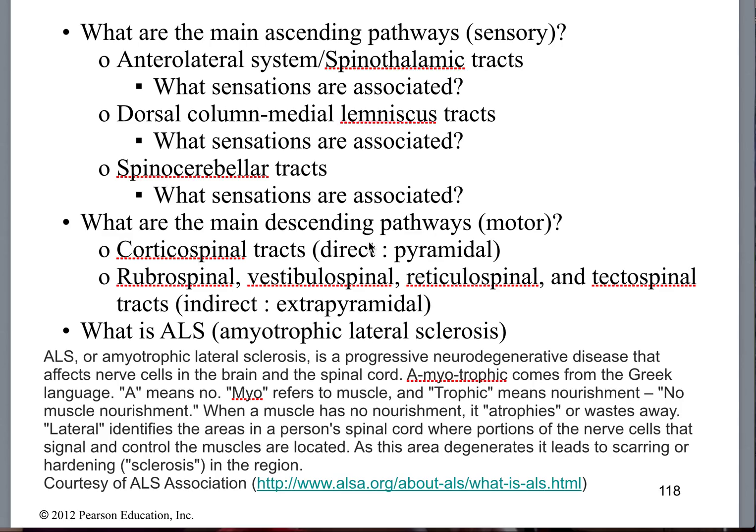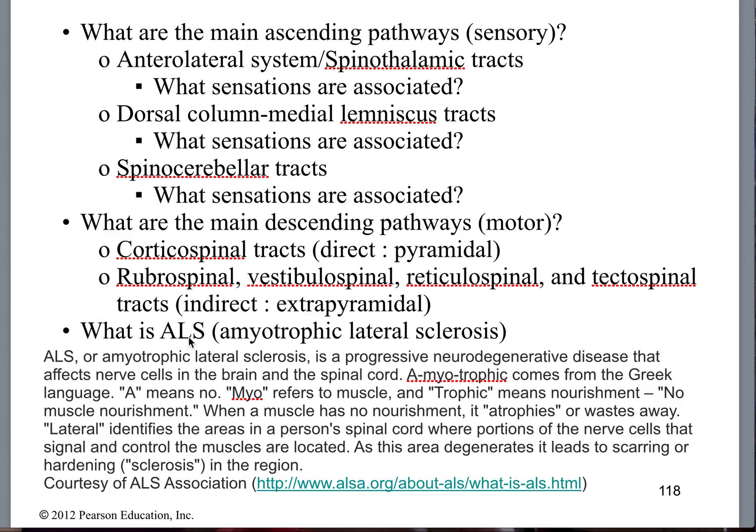What are the main descending pathways for motor? There was corticospinal, and then we didn't write this down, but there's corticobulbar, right? Corticospinal to the body, corticobulbar to the face, and it passes through the pyramids, whereas rubrospinal, vestibulospinal, reticulospinal, tectospinal, and so on, they're all considered extra, so they're part of your reflexive pathways.